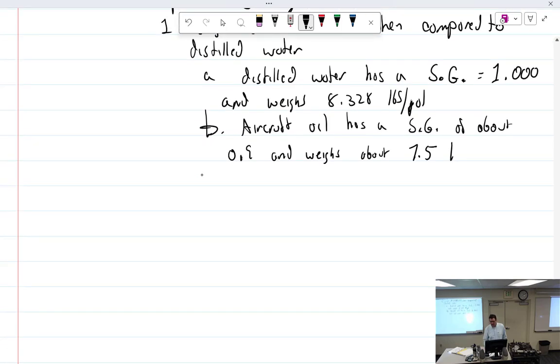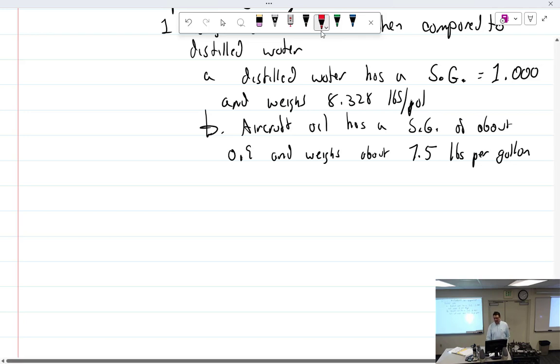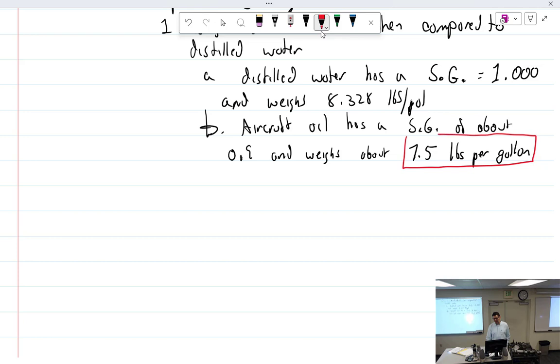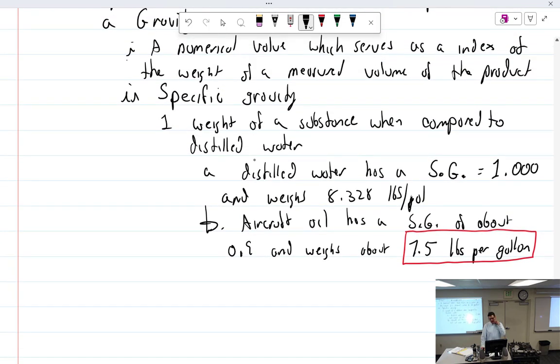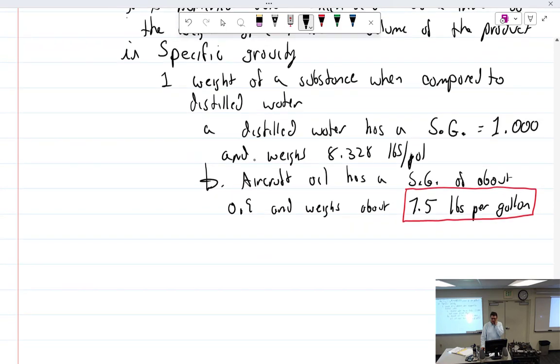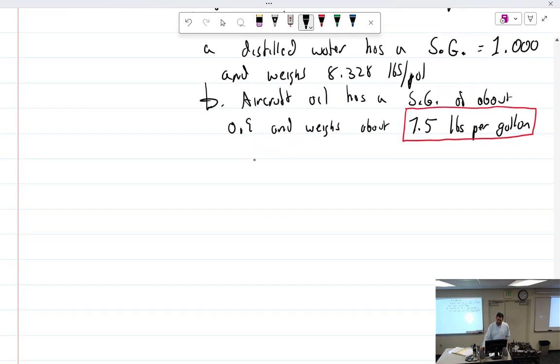And it weighs 7.5 pounds per gallon. If I had to memorize something, I would definitely memorize this as an aircraft mechanic, because you need this information in your head for weight and balance purposes, and that gets very complicated with oil. Having 7.5 pounds per gallon already memorized is a very good thing. Now we will talk about the flash point.